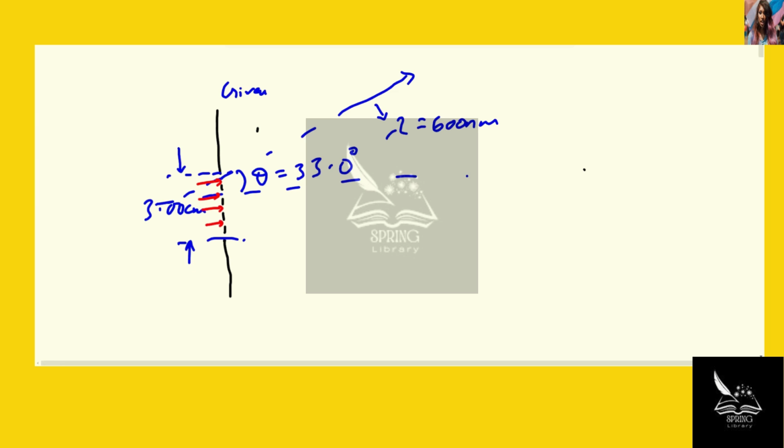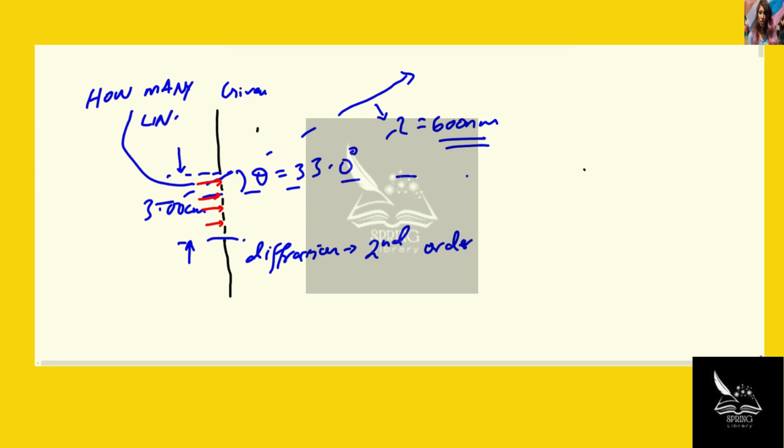And then our goal in this particular problem is that we get to see a bunch of lines in the grating. The diffraction produces second order, and it has a wavelength of 600 nanometers. Our goal is to find these lines. So how many lines are we dealing with in this particular problem? That's our goal.